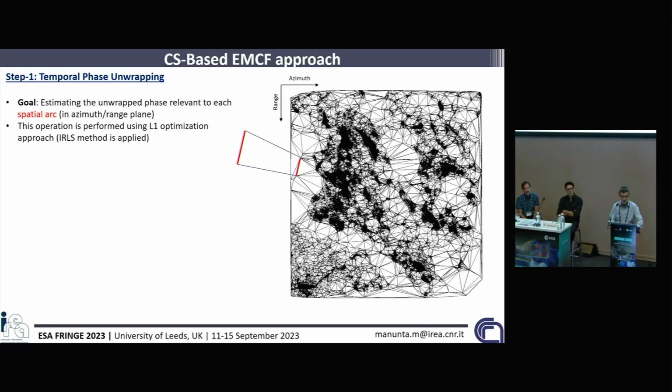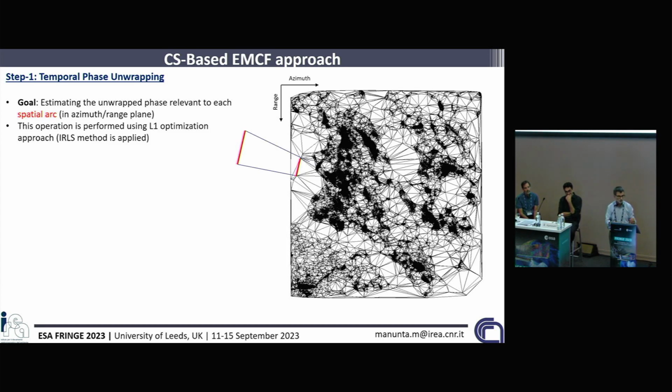So now let's try to understand how we benefited from this technique to improve the extended minimum cost flow algorithm. Here we have the spatial grid. In the spatial grid, each arc is a phase gradient between 2 pixels. So let's consider just one arc. We have the phase corresponding to this arc in each interferogram. So we have the phase of each arc in each interferogram.